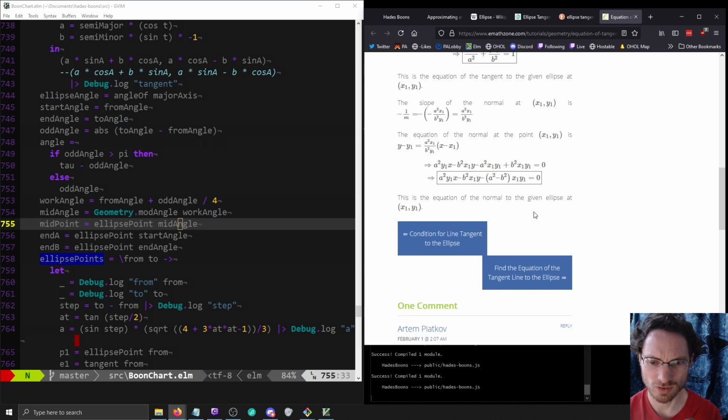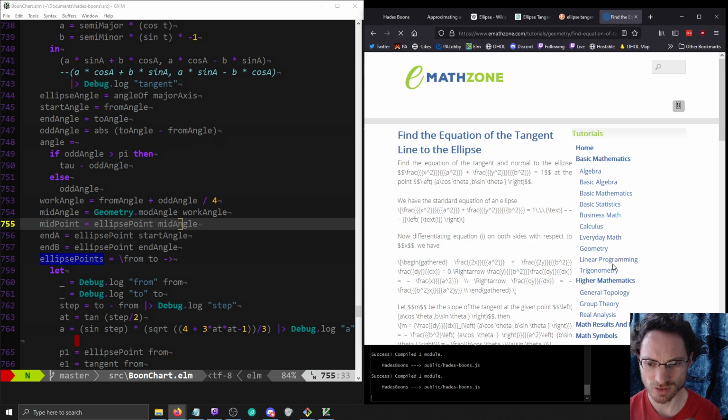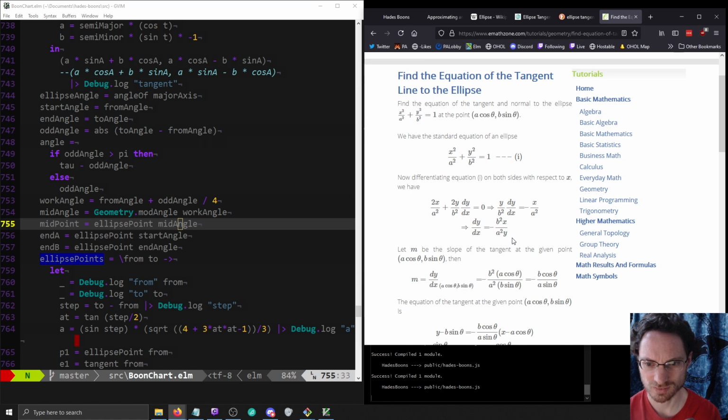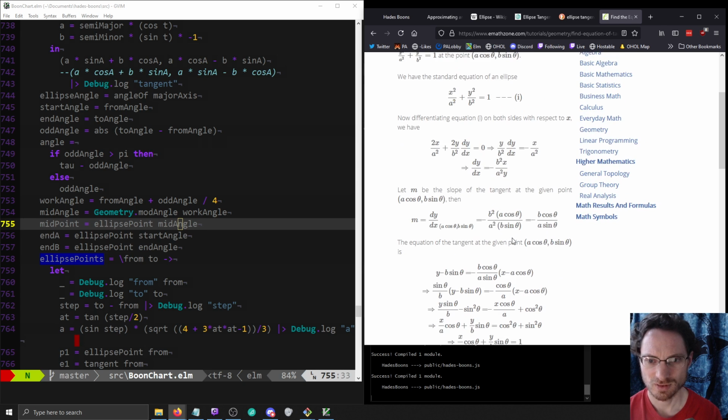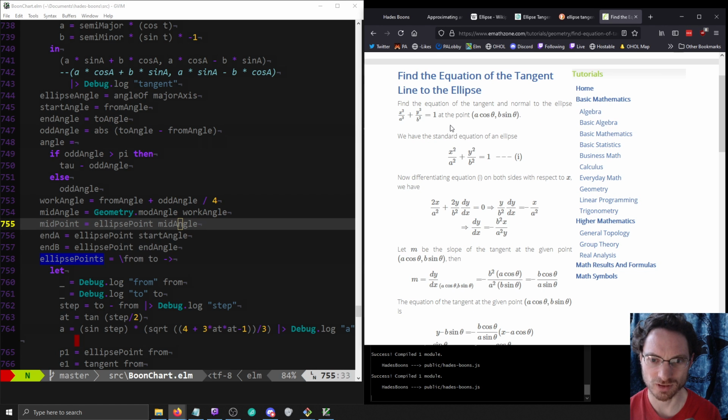The equation of the normal, equation of the tangent line to the ellipse. There's some cos and sine stuff. So here's this again. So I guess that has to be semi-major and semi-minor.